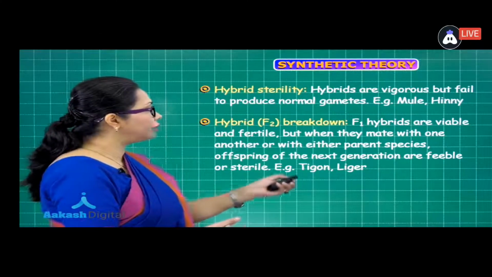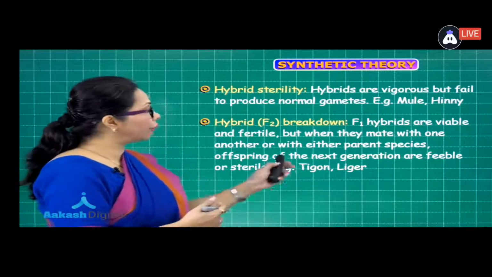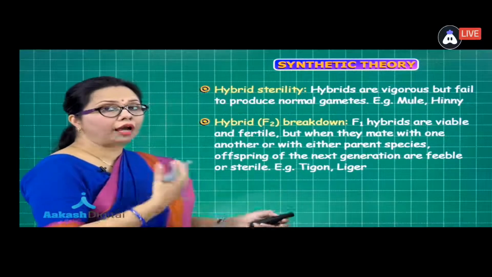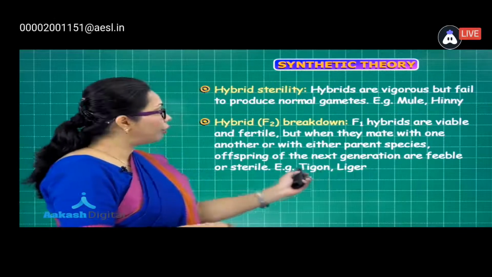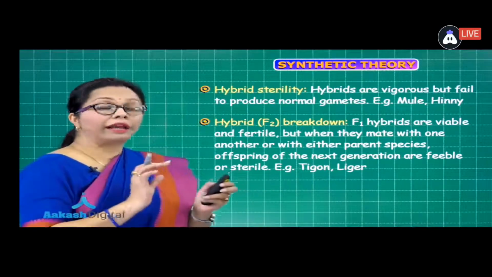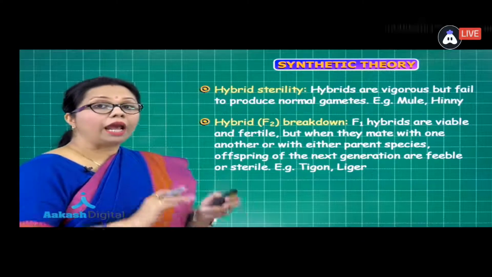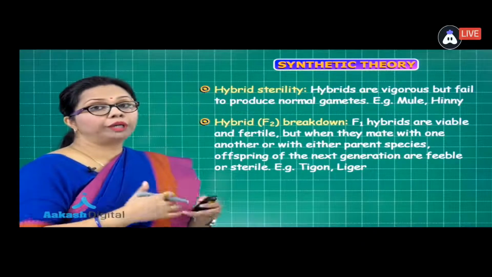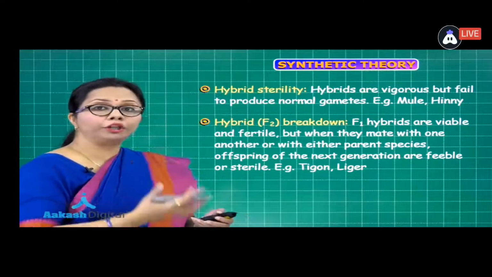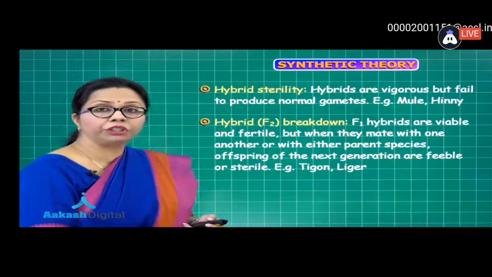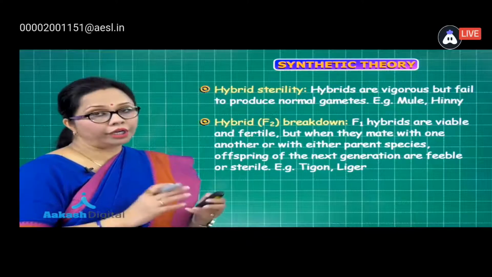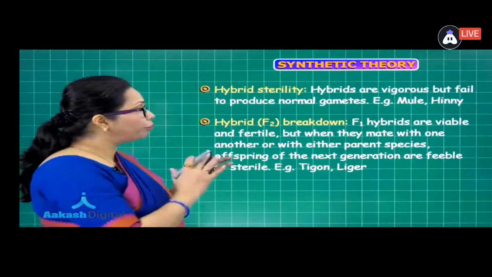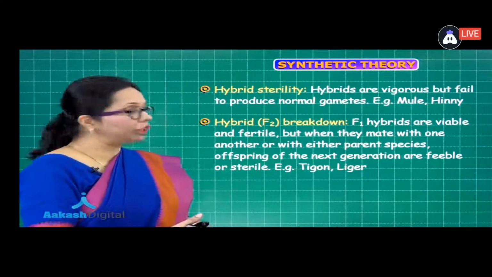And here we have the examples Tigon, which is a product of male tiger and female lion, and the reciprocal Liger. Now both Tigon and Liger are F1 hybrids and they are fertile. And they can interbreed among themselves, they can interbreed with any of the parent species, but always the F2 generation is sterile. So that prevents mixing of these species.